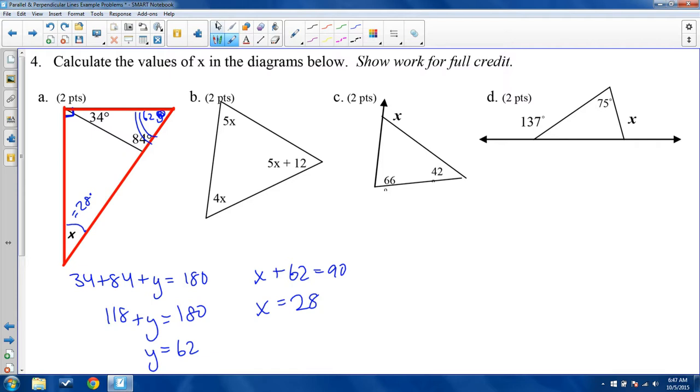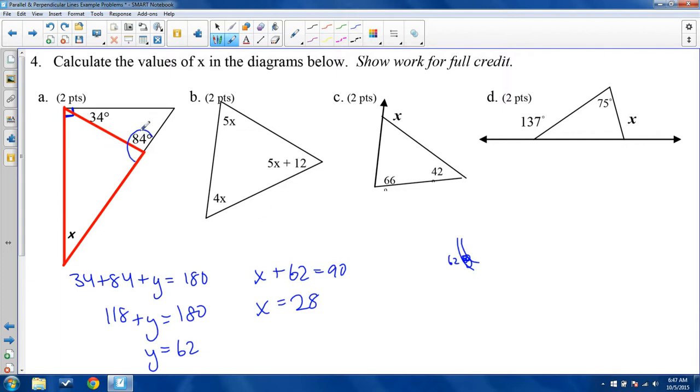That's one way to do this problem. A second way to do this problem, let me move this stuff out of the way here, is to focus on the smaller triangle right here. And you can get the other two angle measures first because this is a linear pair. See, I knew I'd say that word.